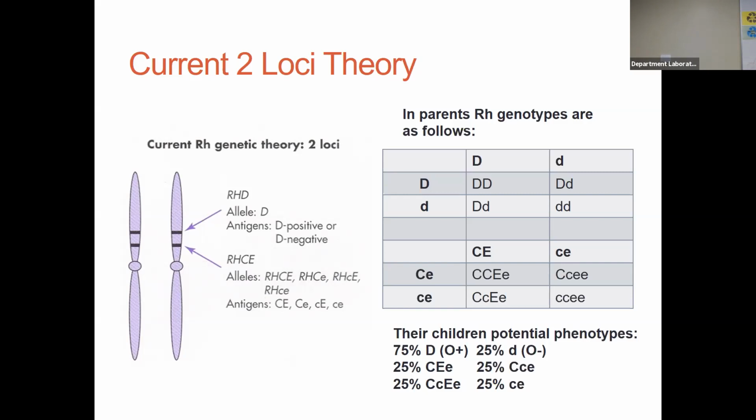But they're inherited together. If you inherit, this site is on one loci. So this whole chromosome will be inherited, one from mom, one from dad. All right, so the D is independent, but the C and E travel together.